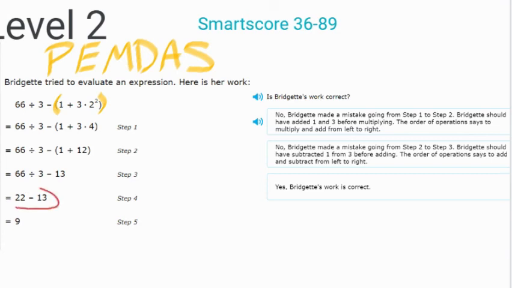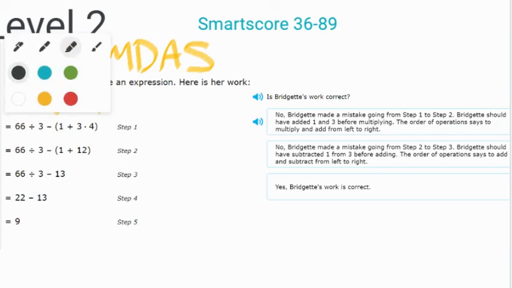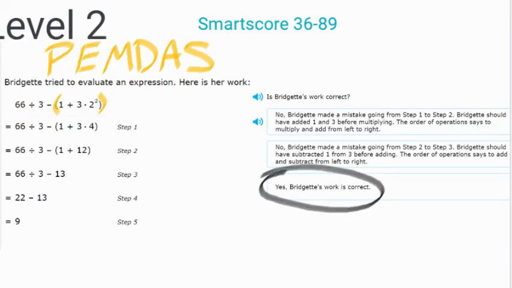And then at this point, really, there's only one step to do. So 22 minus 13, and they did do that. So I think Bridget was correct on this one. Yeah, awesome. So you can get answers where they did do it correctly, but I would just make sure you're analyzing it very carefully like we did here.